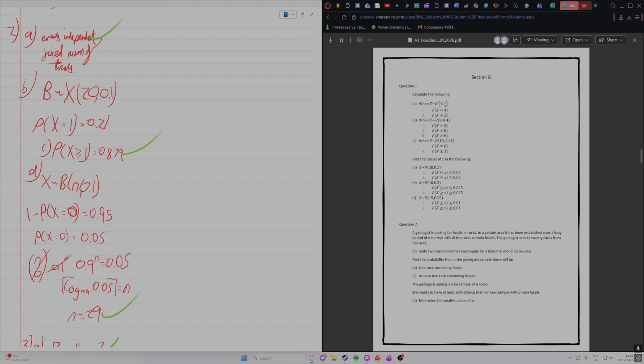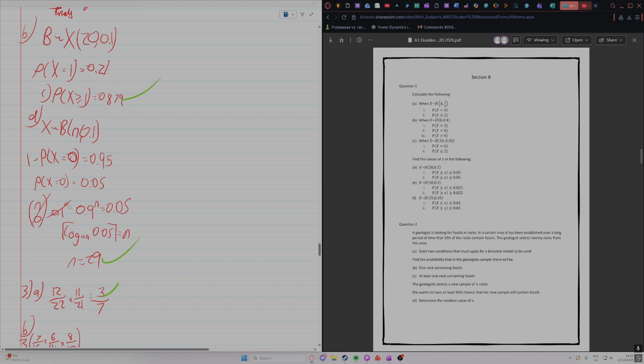And I took the ceiling of it, which just means you round up to the next number. Oh no, sorry, it's a number of rocks, so you can't have a decimal.